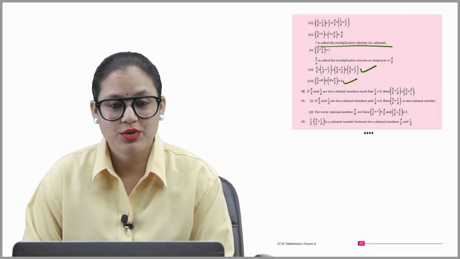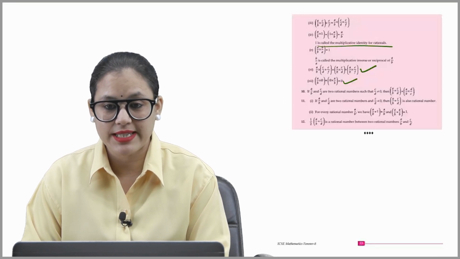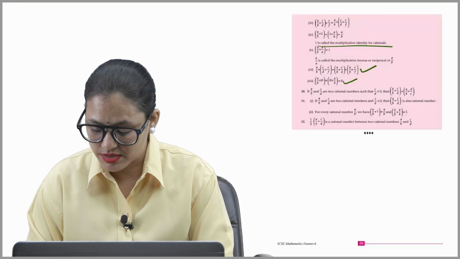Number 12, 1 by 2 into A by B plus C by D is a rational number between two rational numbers A by B and C by D. Remember this formula, okay?